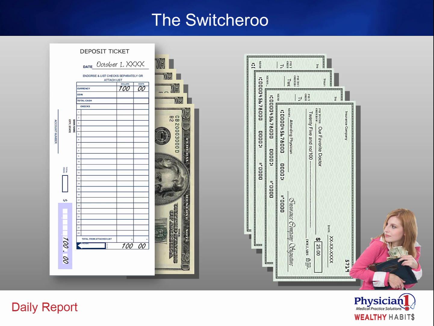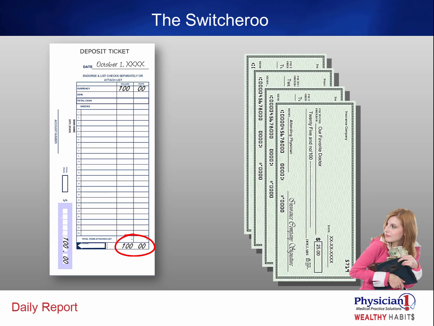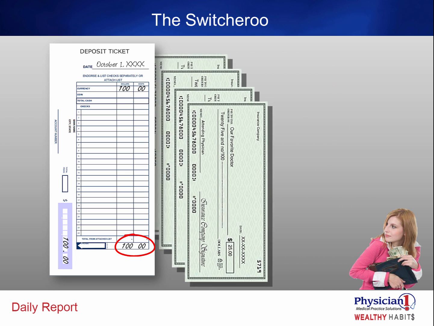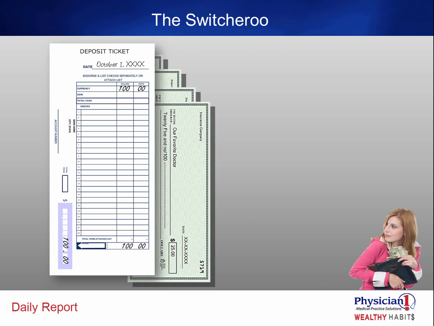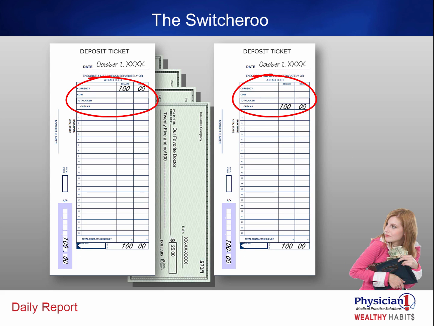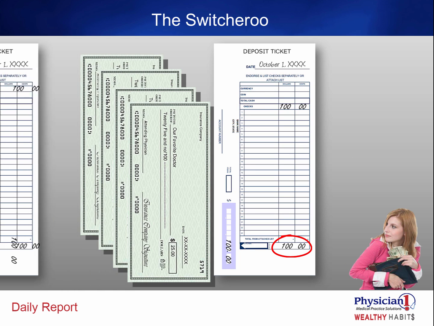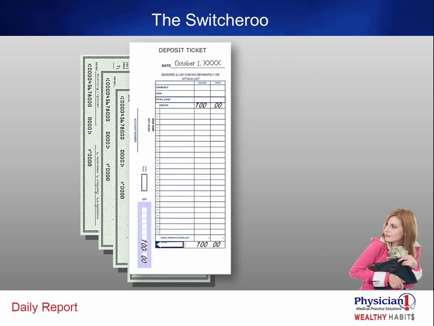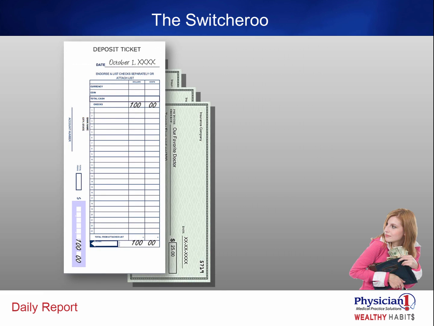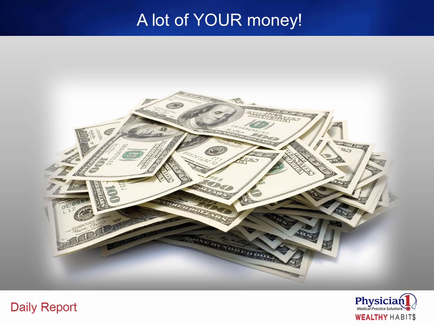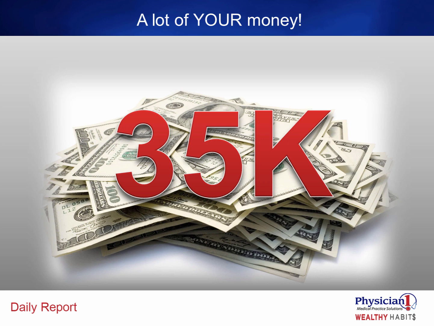I learned that if a deposit had cash on it, she would remove the cash from the deposit and replace it with the equal dollar amount of form checks, and a new deposit slip was made. The deposit total stayed the same. Since the form checks were never entered in the practice management software, these checks were never accounted for. This scheme totaled $35,000 over a 2-year period.